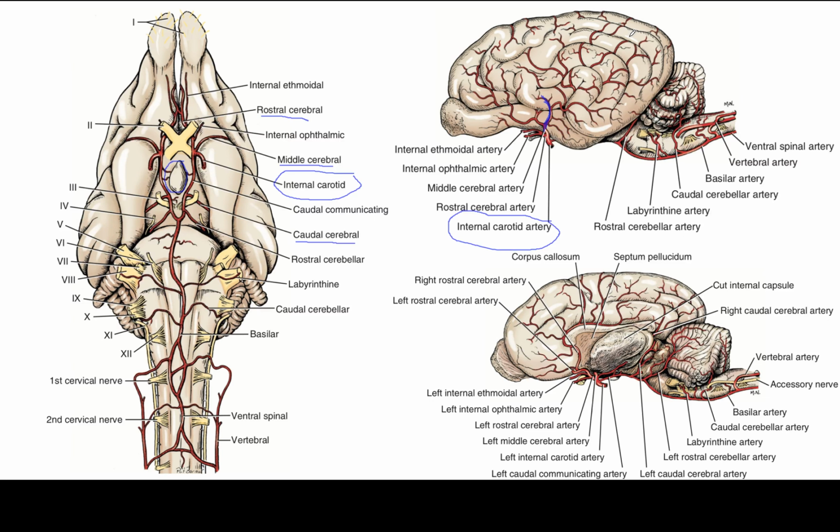Internal ethmoidal and internal ophthalmic arteries branch from the initial portion of the rostral cerebral artery. The internal ethmoidal artery anastomoses with the external ethmoidal artery and leaves the cranial cavity through the cribriform plate of the ethmoid bone to supply structures in the nasal cavity. The internal ophthalmic artery anastomoses with a branch of the external ophthalmic artery on the optic nerve. This is the source of the long ciliary arteries that follow the optic nerve to the eyeball, which they supply.